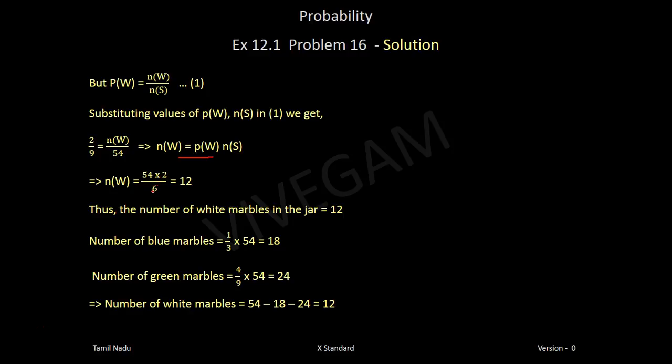So N of white will be 54 into 2 by 9. I keep making a lot of mistakes in this problem. So 9 will go 6 times, and 6 into 2 is 12. Thus the number of white balls in the jar is 12.